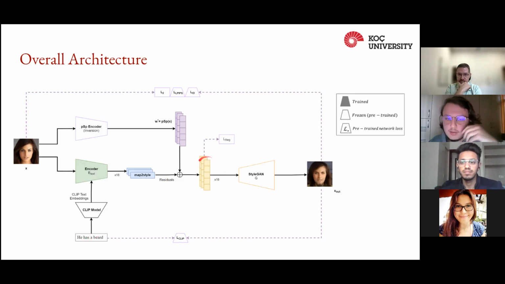So yeah, these residuals are added to the latent codes, and then we feed these final latent codes to the StyleGAN generator. And this is, again, a pre-trained network. We don't train this. So the only thing we train here is this e-text, the secondary encoder. And the text embeddings are coming from this CLIP model, which is, again, a pre-trained network. So let me now talk more about this part of our model.